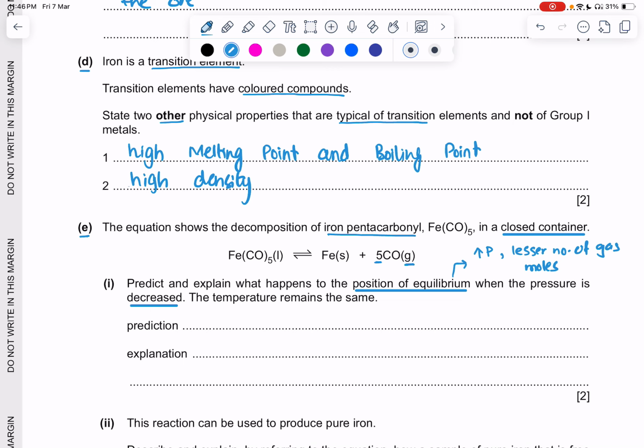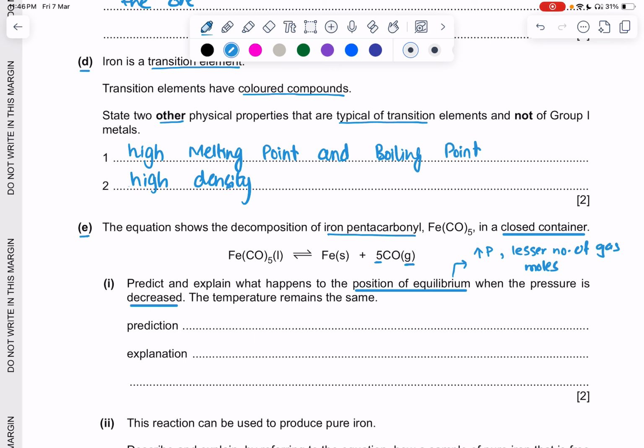So the prediction is equilibrium shifts to the right side, or we can say forward side, as this side has more moles. So the answer is forward side, or you can say right side, has greater moles of gas.